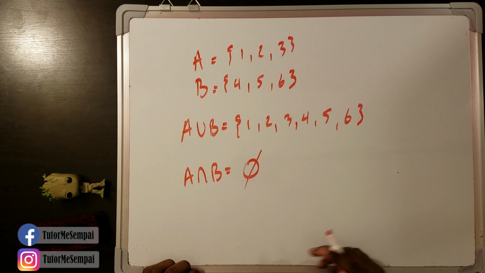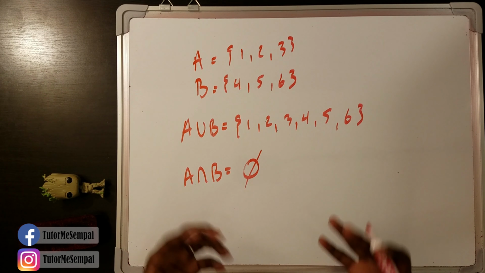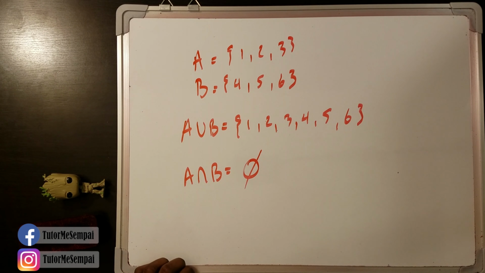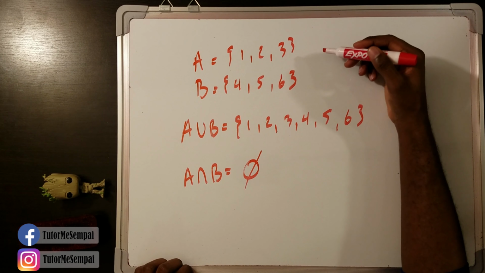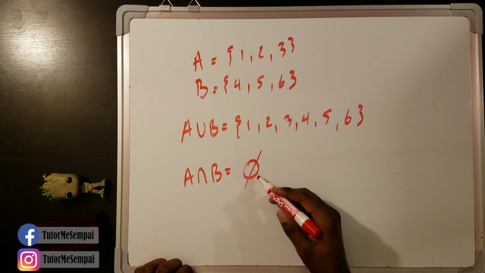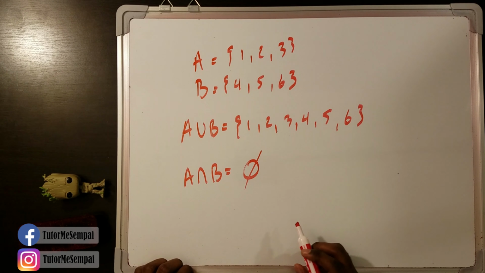This is the symbol for an empty set. That means there's nothing in our set. This is the empty set, nothing here. So if you have two sets that do not have anything in common, and you try to find their intersection, that's simply going to be the empty set.